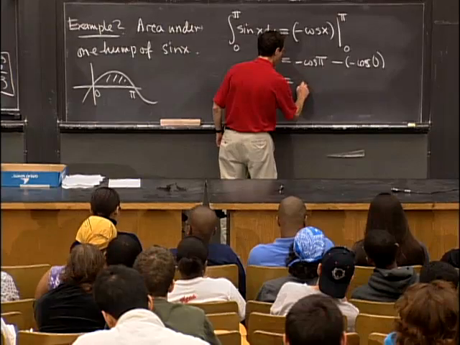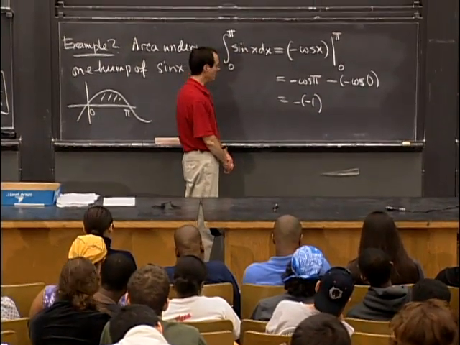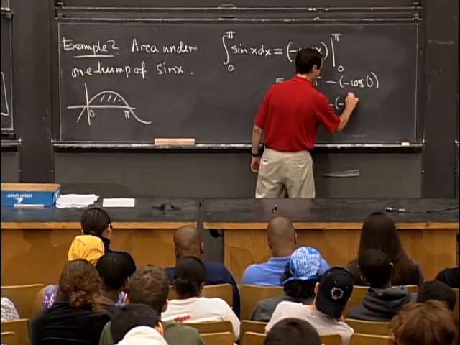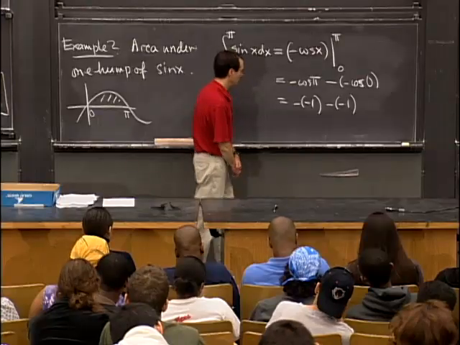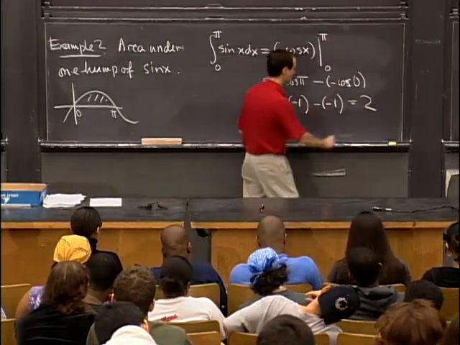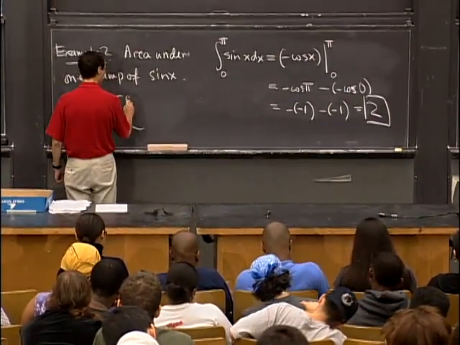All right, so the next one is that this is minus 1, minus negative 1, if you like. And then this is minus, and here's another negative 1. All right, so altogether we have 2. So that's it. That's the area. This area, which is hard to guess, this is area 2.